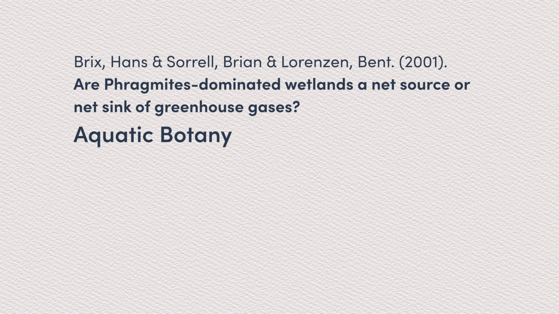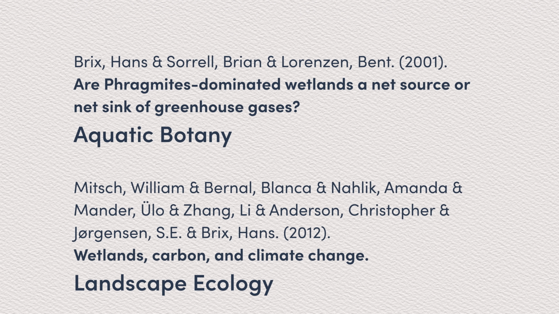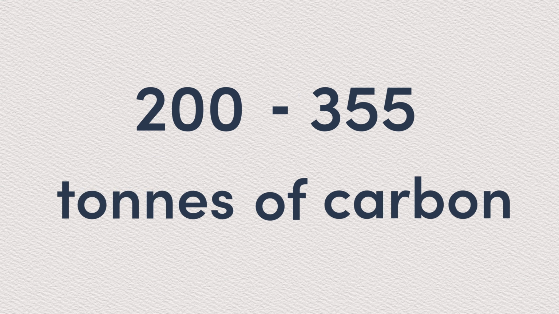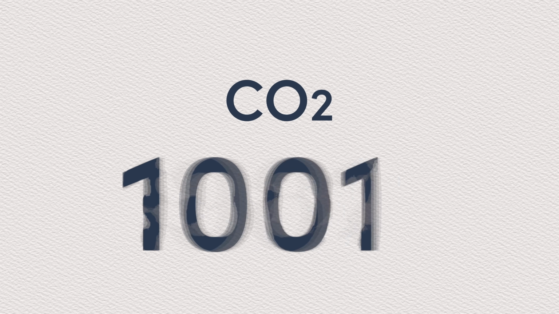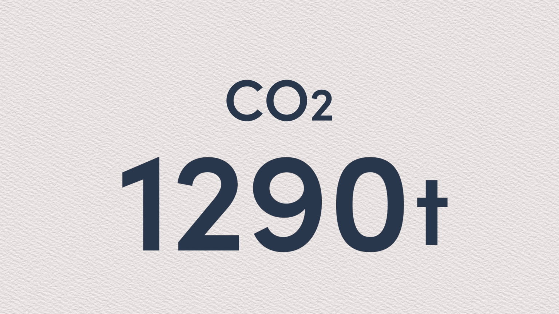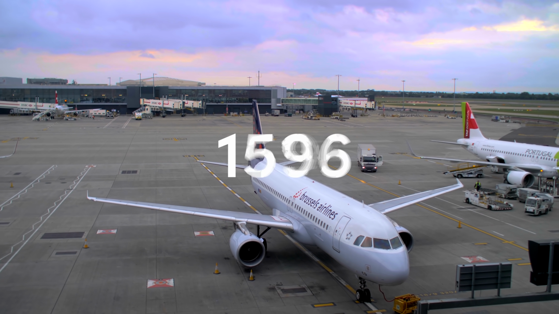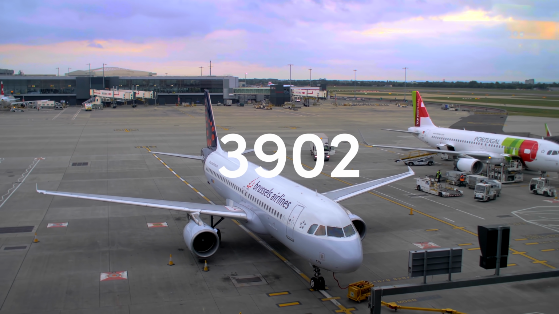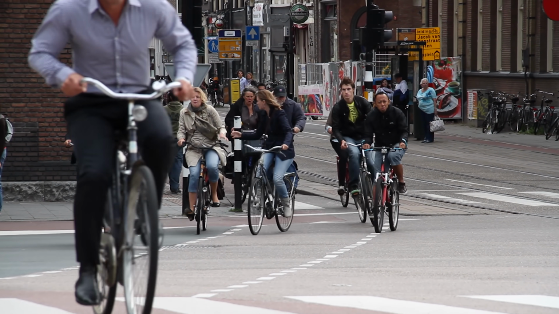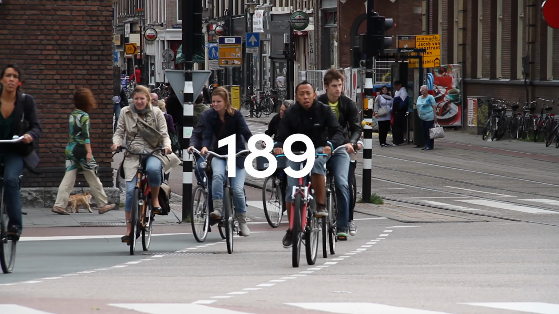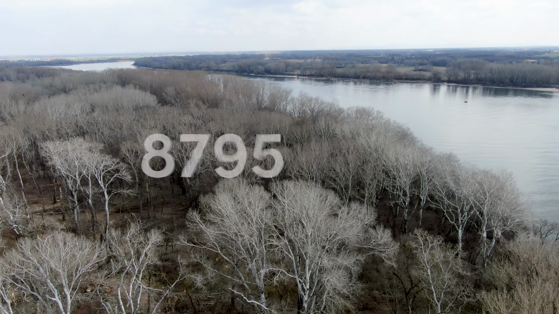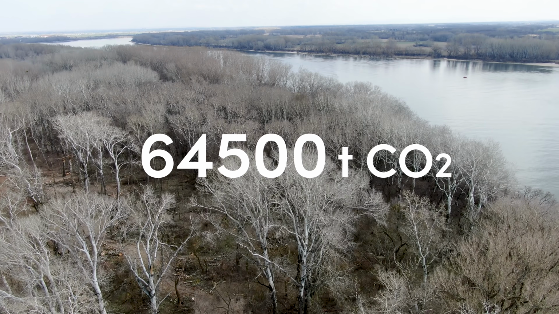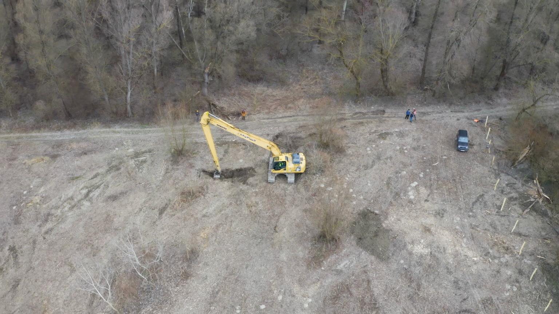Based on these 2 studies, we estimate that when the wetland is fully up and running, it will capture somewhere between 200 and 355 tons of carbon each year. When converted to carbon dioxide, this means that every year it will suck about 1,290 tons of CO2 out of the atmosphere. That is the equivalent of you taking 3,902 flights between Lisbon and London, or the full annual footprint of about 189 average Europeans each year. This means that over the course of the next 50 years, we could capture about 64,500 tons of CO2, all for a one-off intervention of 40,000 euros.